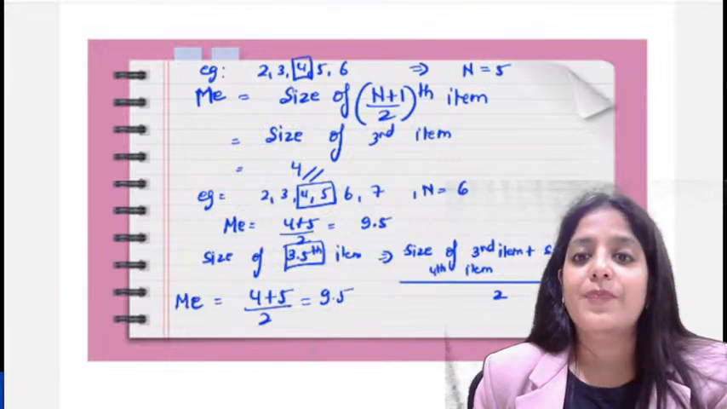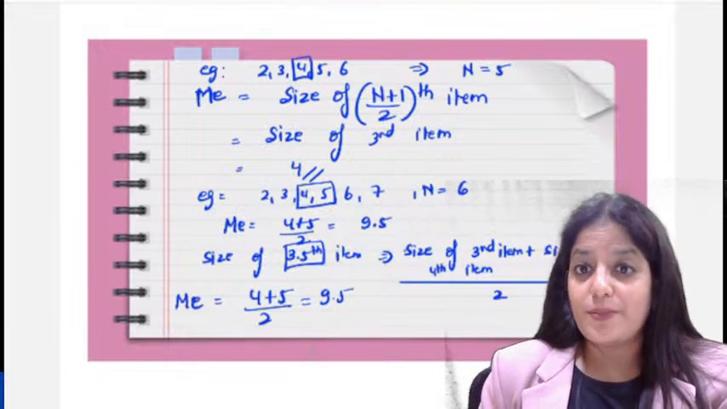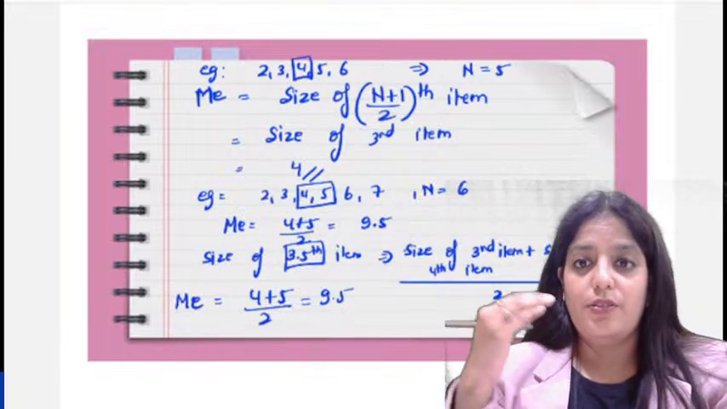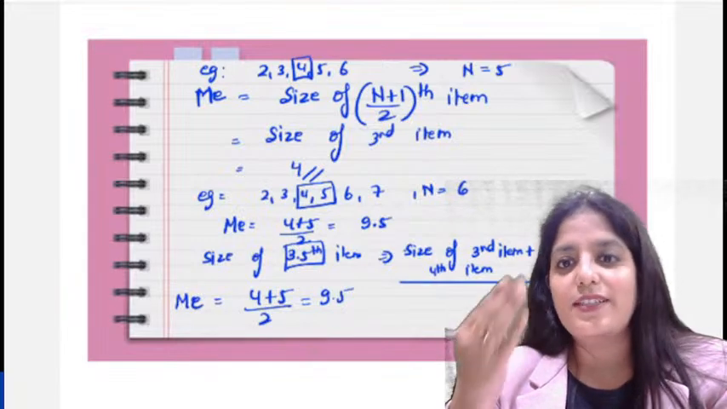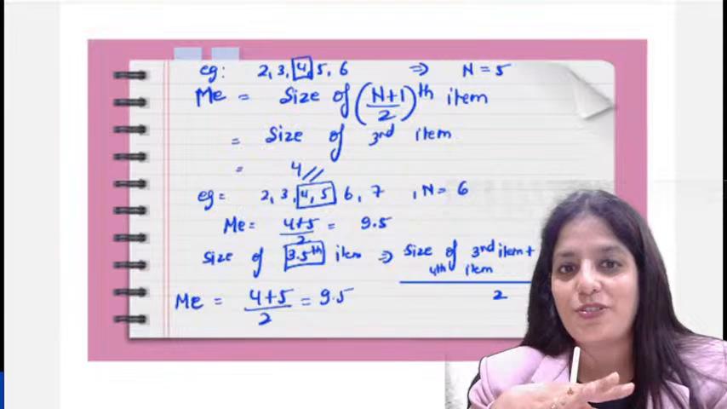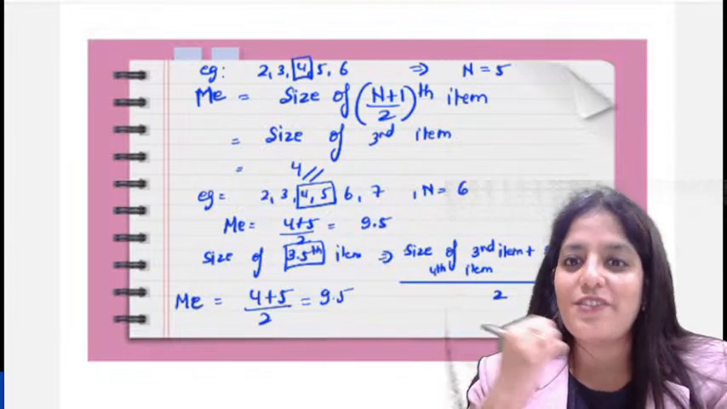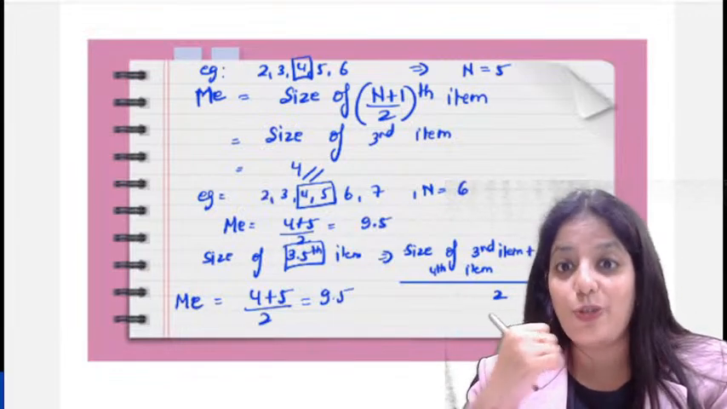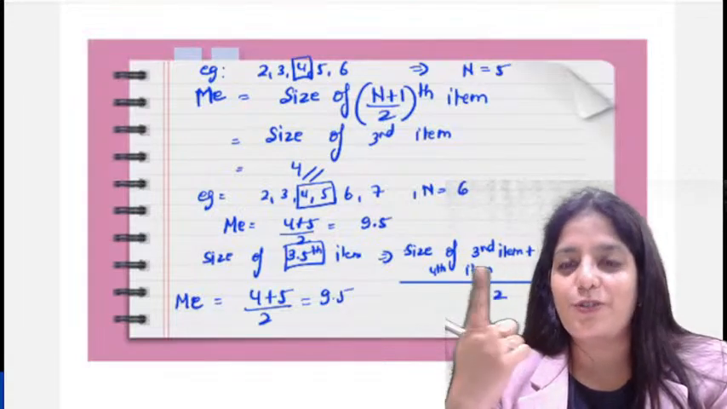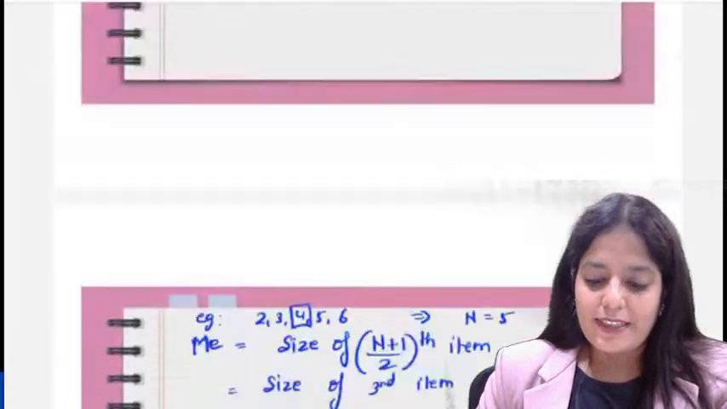Got it, guys? I hope it's pretty clear that the logical approach is much simpler than the formula approach. So the conclusion is, always give importance to the concepts and logic, then to the formula. Okay. Now let's come back to the question.